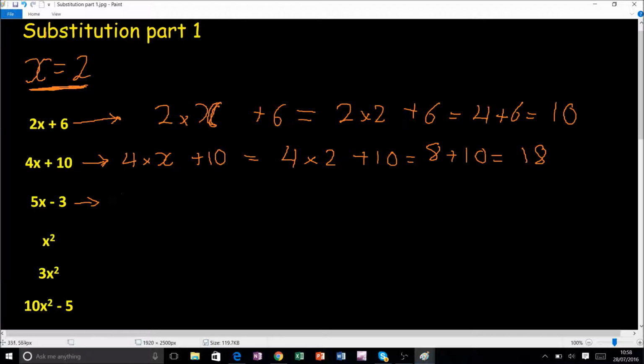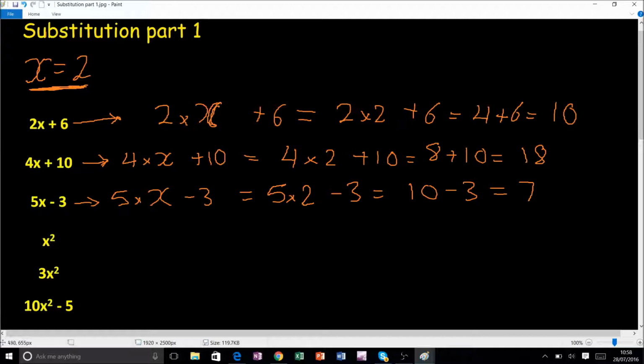Now to the next one down here. We've got 5x take away 3, so we've got 5 times x, then take away 3. So 5 times x is basically 5 times 2, take away 3. 5 times 2 is going to give us 10, and 10 take away 3 is going to give us 7.